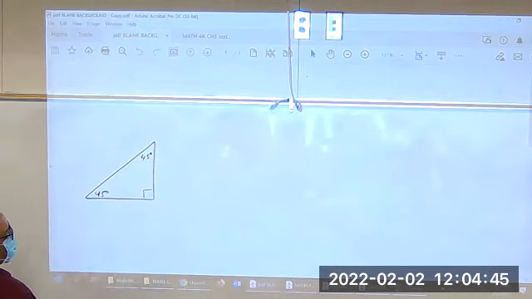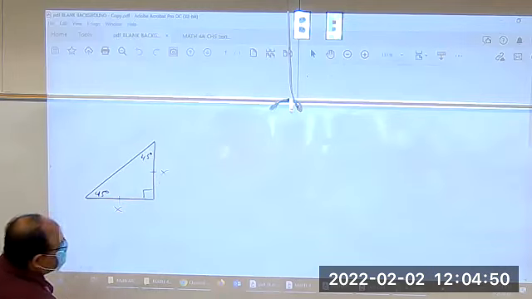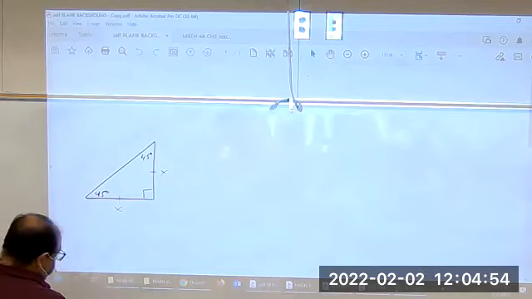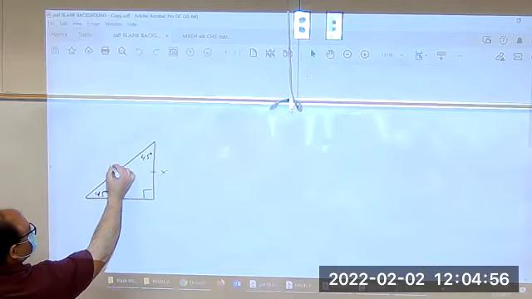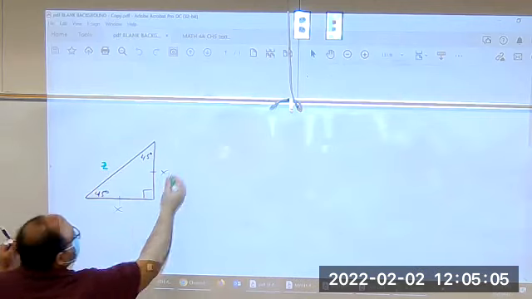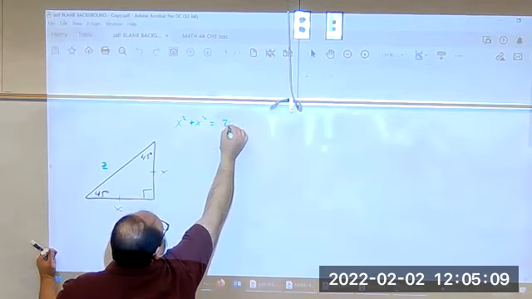If it's isosceles, then if this is X, that must be X as well. Now, if those two are X's, what is the hypotenuse? I'm going to call it Z for right now. So Pythagorean theorem. X squared plus X squared is equal to Z squared.